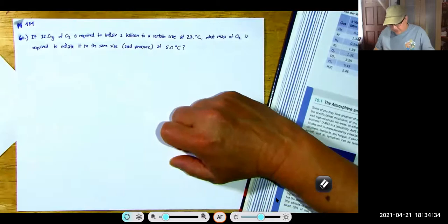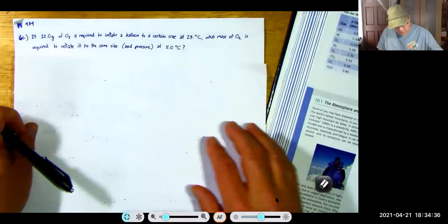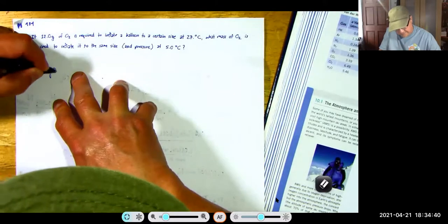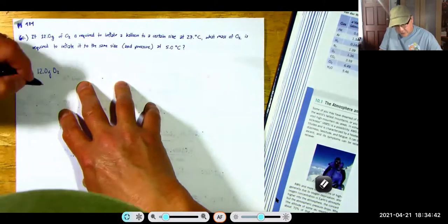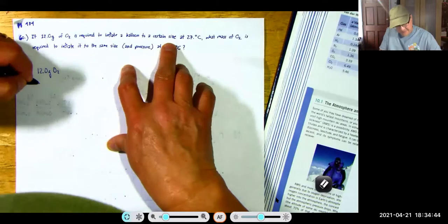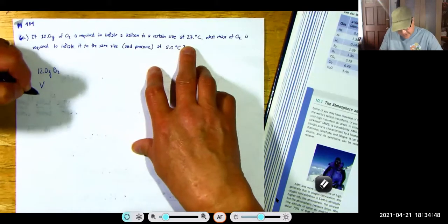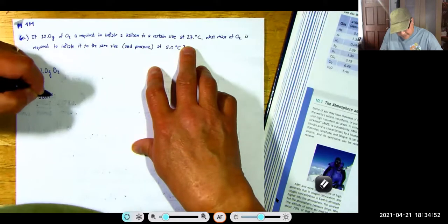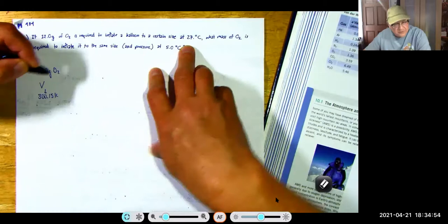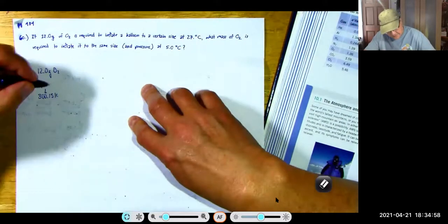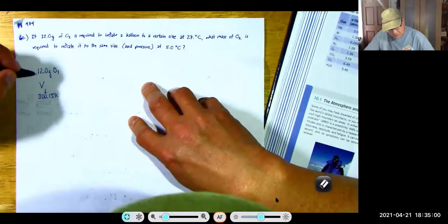So when we look at these two situations, we've got 12.0 grams of O2. It's a certain size, so we're going to call that V. And it's not 27 degrees Celsius. It's 300.15 K, because 27 plus 273.15 is 300.15 K. So that's one balloon.